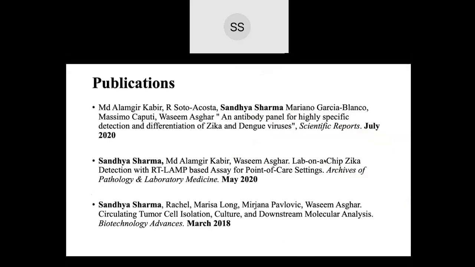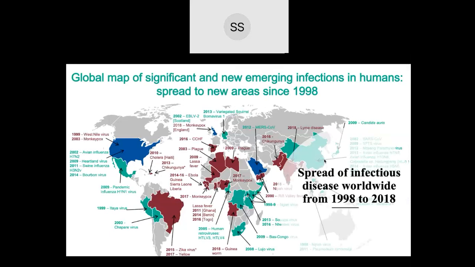These are my publications so far. Last year I published two research papers, and in 2018 I published a circulating tumor cell review paper. And now I'm going to get started with the presentation.